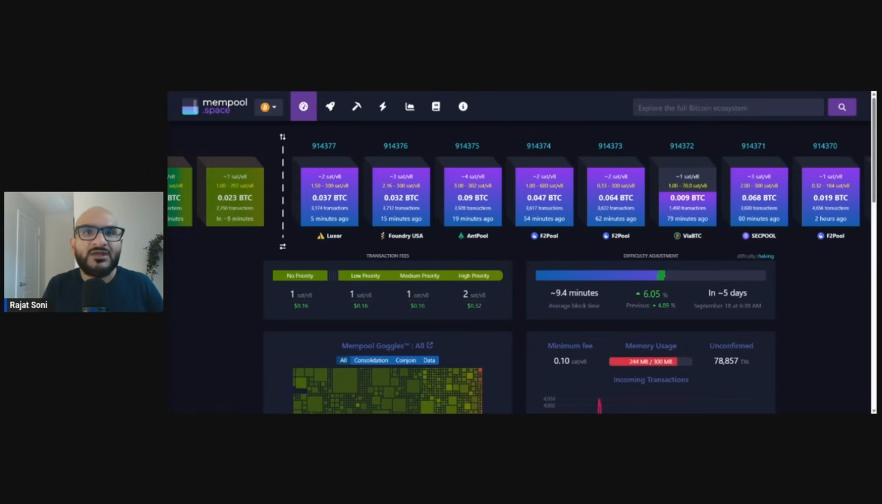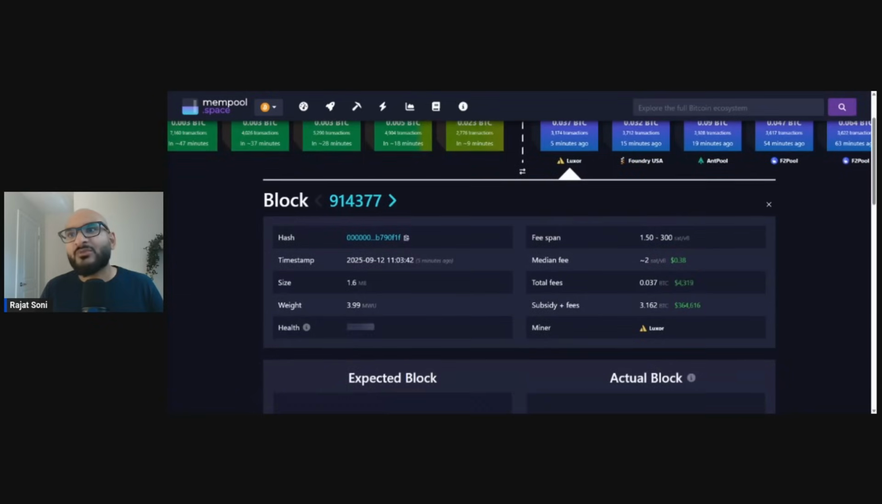But the reality is that it doesn't seem like miners really care. The transaction fees are already so minimal. You can see here, the transaction fee was $4,319 in the last block out of $364,616 as the total reward for the block. So over $360,000 were sent to that person as the subsidy, and then they received $4,319 as the total fees.